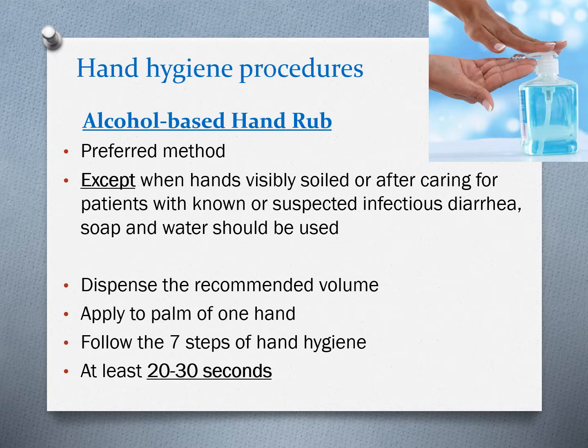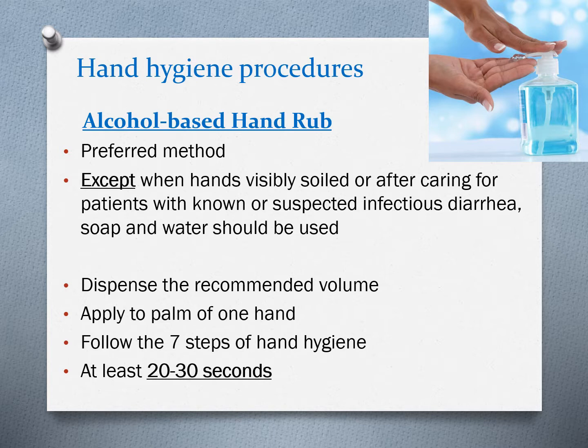Hand hygiene can be achieved using an alcohol-based hand rub or by washing hands with soap and water. Alcohol-based hand rub is the preferred method, except when the hands are visibly soiled with blood or body fluids, or after caring for patients with known or suspected infectious diarrhea. Then soap and water must be used.